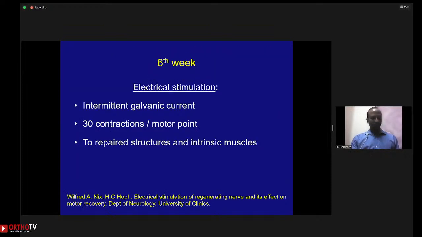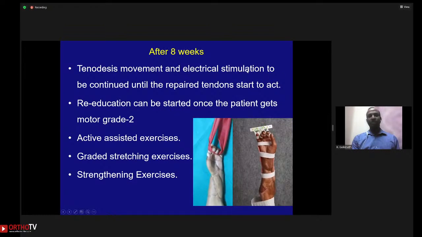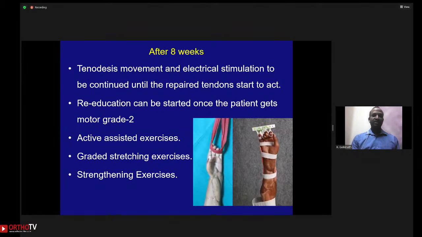Stimulation makes the repaired structures glide well and helps the denervated muscles. This will be started by 6 weeks, and it also promotes intrinsic tendon healing and helps maintain muscle properties. After 8 weeks, the therapy will be somewhat more aggressive, and if the tendon starts acting, we can go with graded stretching exercises as well as strengthening exercises.